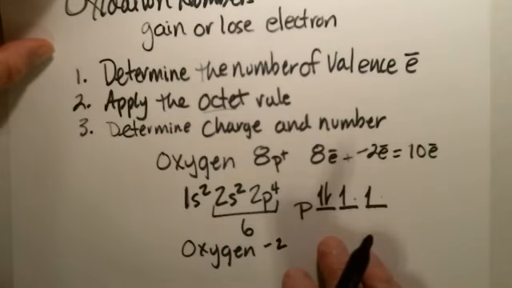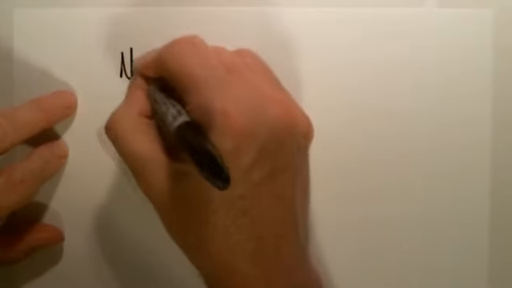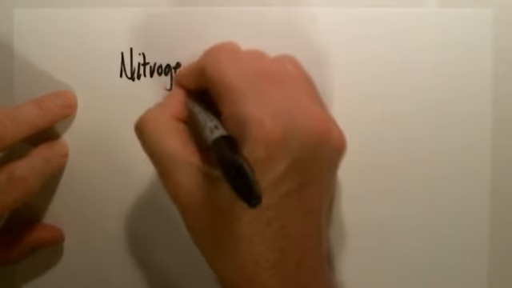Now, this is a lot of detail. Let's look at another one, and we're going to look at it in a little more simple fashion. We're going to take nitrogen. So here we're going to have nitrogen. And instead of doing oxidation number this time, I'm just going to run through it step by step with our determining the number of valence electrons, applying this octet rule, and determining the charge and number.